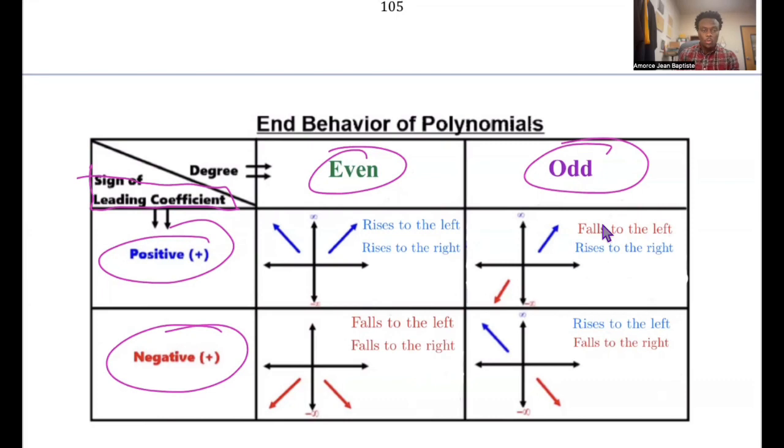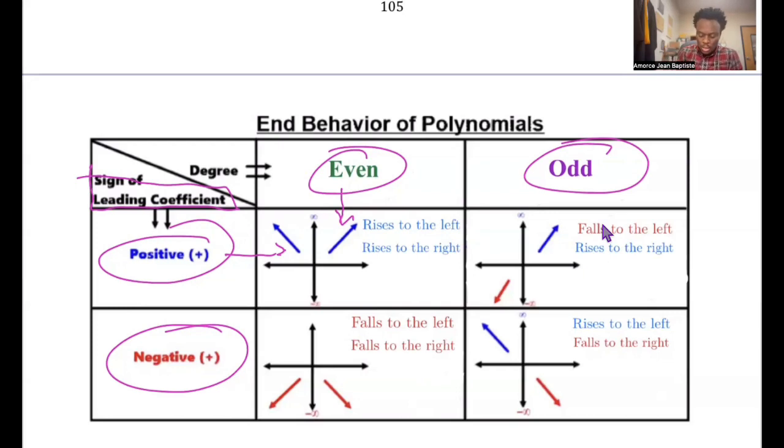So if you have a polynomial function with a leading coefficient that is positive and the degree is even, you expect to see both sides of the polynomial function look up. It would end on the positive side of the y-axis, so above the x-axis, both ends of it.